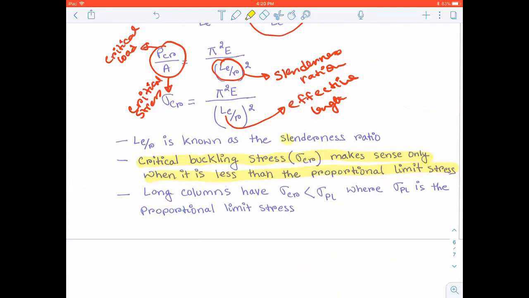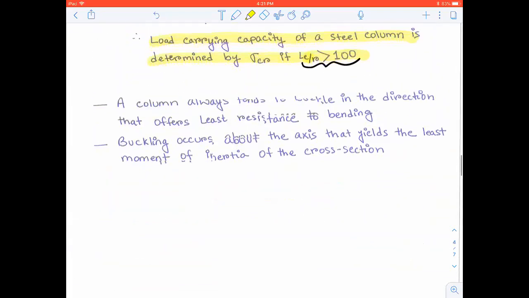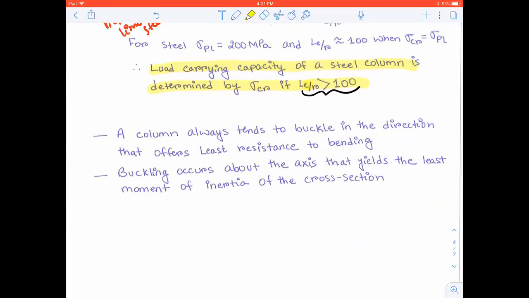That means when the slenderness ratio is very high, long columns have critical stress much lower than your proportional limit, and that's why it is of concern. For a long column, people mostly calculate the critical buckling stress, because that's what determines the failure criteria. Now, a lot of the time in civil engineering, you'll deal with short columns. Any column with a slenderness ratio less than 50 is a short column, and they actually fail by crushing, not by buckling.